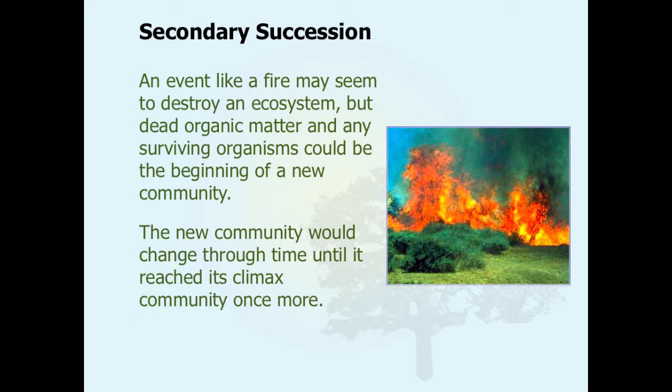So here's the big difference. In primary succession, no soil is made. They have to start the process with bare rock. In secondary succession, it's the ecosystem's chance to start over again, but the soil already remains. And secondary succession normally occurs after a traumatic event like a forest fire. So the new community could change until it reaches its climax community. This is secondary succession.